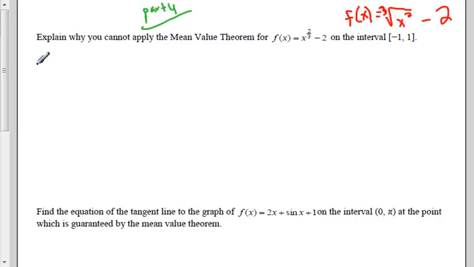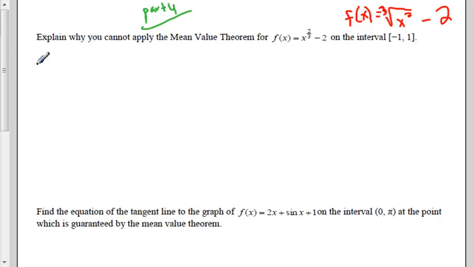Calculus Unit 5, Day 40 notes. This is part 4, last part here. Couple problems. Explain why you cannot apply the mean value theorem for the function f of x equals x to the 2/3 minus 2 on the interval -1 to 1.